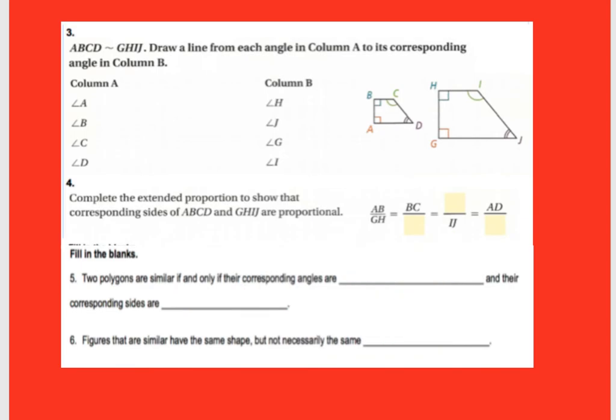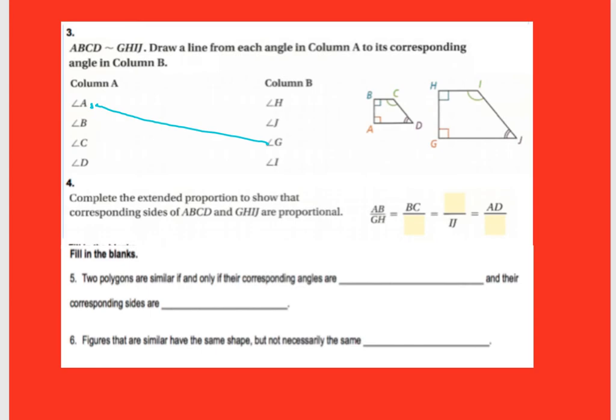All right. So here, all you're doing is drawing a line from each angle in column A to a corresponding angle in column B. So A corresponds to which one over here? It's real easy to see that they're color coded for you. So A matches with G, so you would just draw a line. Okay, and you do that for all of them.